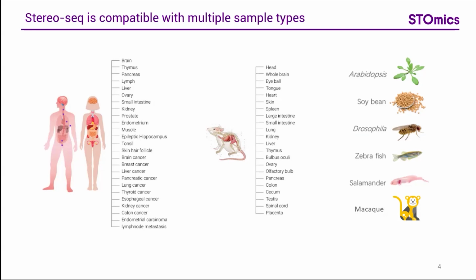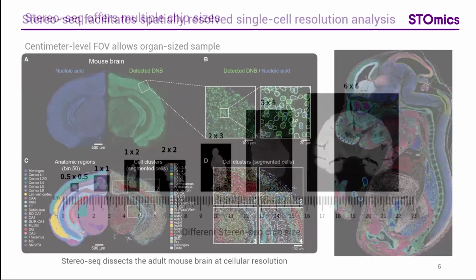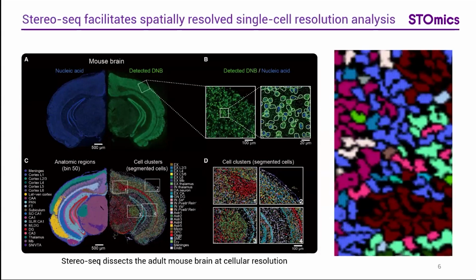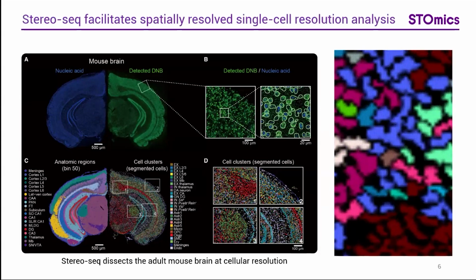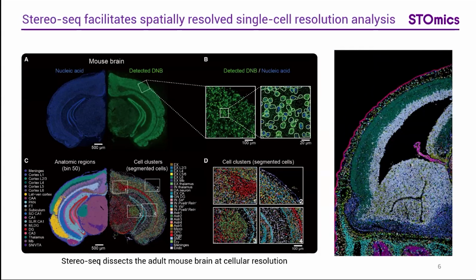First, one of the key features of Stereo-seq is its multiple chip sizes, ranging from less than 1 square centimeter to very large chip sizes. Besides large chipsets and different species, another strength of Stereo-seq is its single-cell level resolution. These figures represent data from adult mouse brains and mouse embryos, both at cellular resolution. How does Stereo-seq achieve such a high resolution?